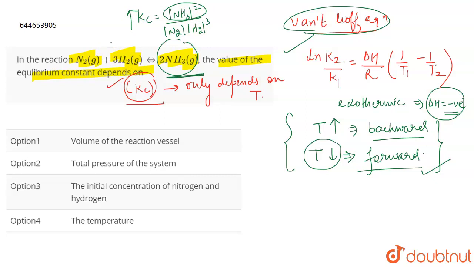For a given reaction, it depends upon whether the reaction is exothermic or endothermic. Accordingly, we have the relationship between equilibrium constant and temperature, which is majorly given by the Van 't Hoff equation. So the equilibrium constant depends only on the temperature, and that's the correct answer. It does not depend upon the volume, neither on the pressure nor on the concentration or the moles, right? The correct answer is option 4.